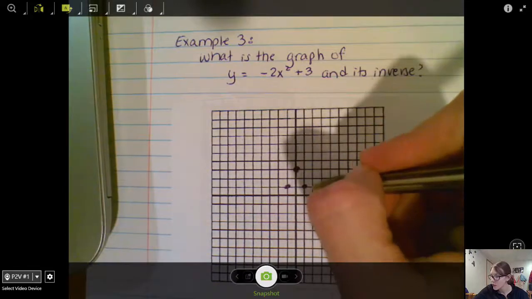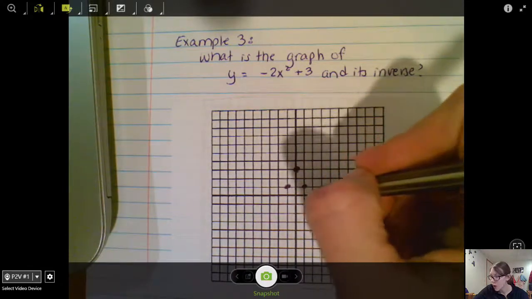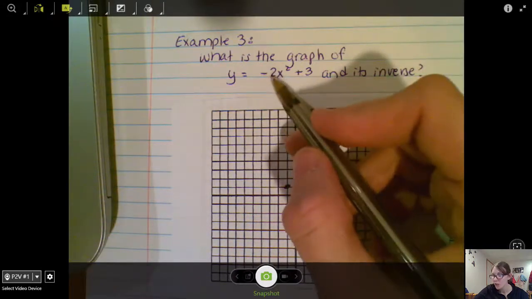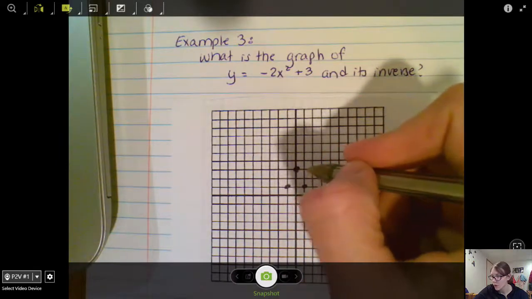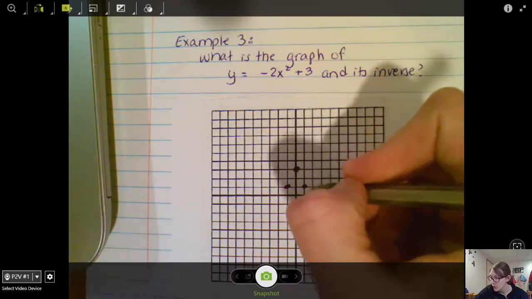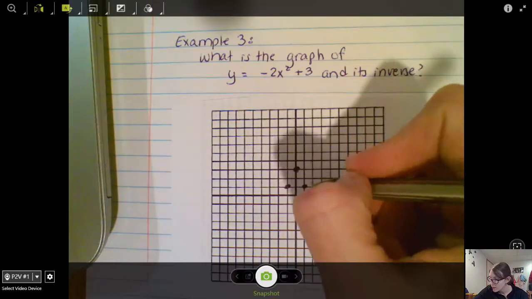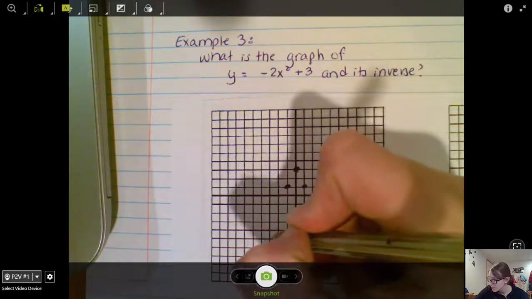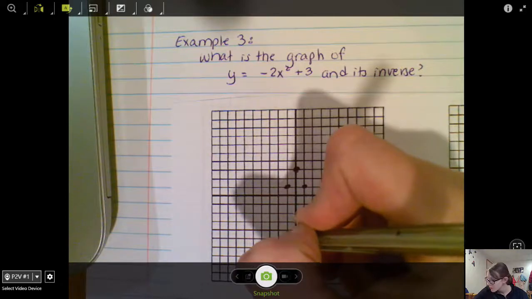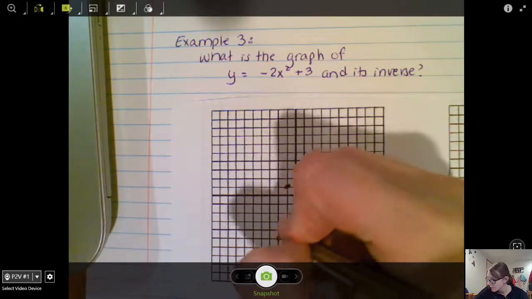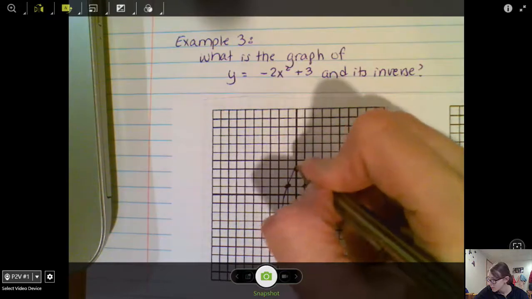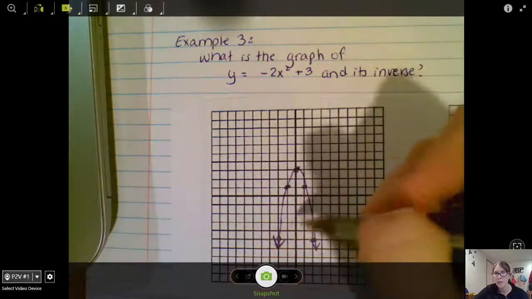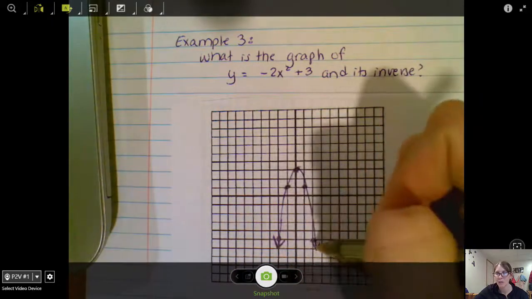Then my next point is usually 2, 4. So from my vertex over 2 and up 4. But since I have this vertical stretch and the reflection, I'm going to go over 2, and instead of up 4, we're going to go down 8. Right here. Here's my y equals negative 2x squared plus 3.